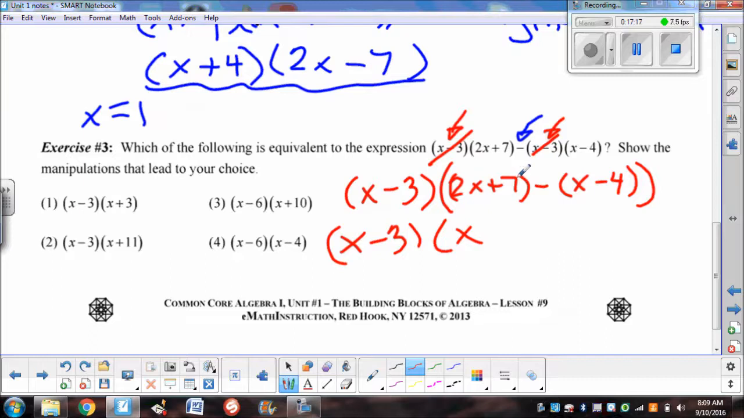Now, let's be real careful with this one. What is 7 minus a minus 4? 7 minus a minus 4. Hopefully you're thinking in your head, well, that becomes 7 plus 4, because minus a minus becomes a positive. So 7 plus 4 is 11. Do you see where we had to be so careful there? So now, the choice we end up picking for our answer is 2.